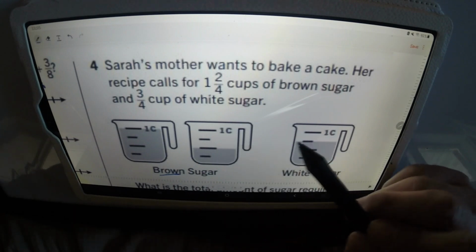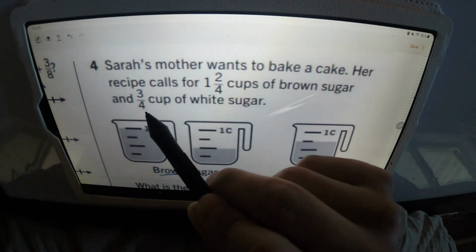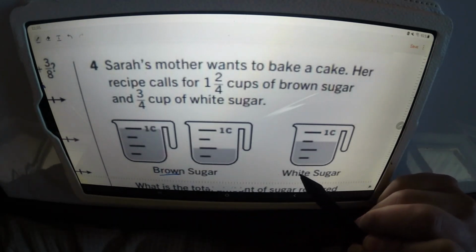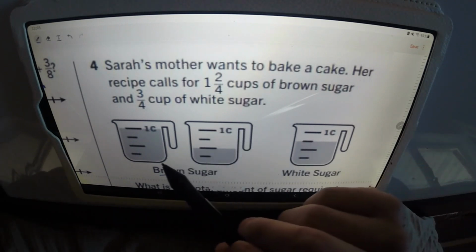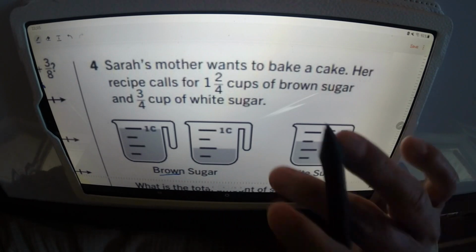And 3/4. 1, 2, 3, 4. That's the denominator, right? 4 total. 3, 1, 2, 3 of that is white sugar. So 3/4 cup of white sugar. Right? That's what they're telling us. So 1 2/4, 3/4. 1, 2, 3 of the whole of the 4 are white sugar.